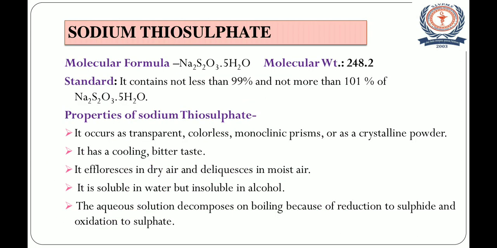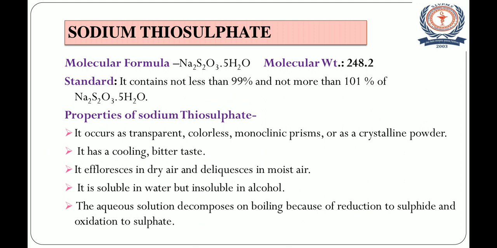Next one is the monograph of one of the drugs, that is sodium thiosulfate. We have listed so many official compounds. So this is a representative from that. Sodium thiosulfate has the molecular formula Na2S2O3·5H2O with a molecular weight of 248.2. The standard states that it should contain not less than 99% and not more than 101% of Na2S2O3·5H2O, nothing but sodium thiosulfate.